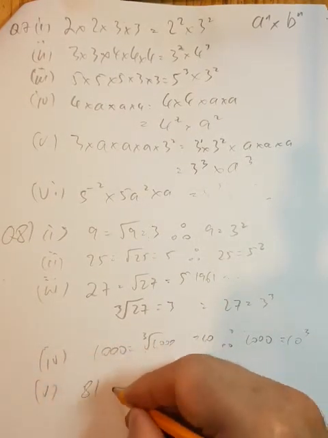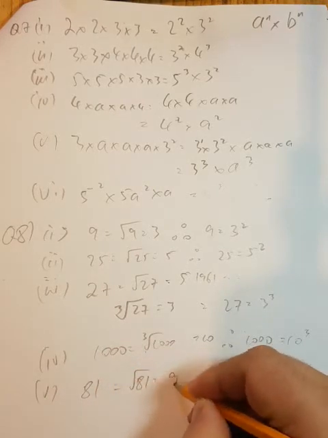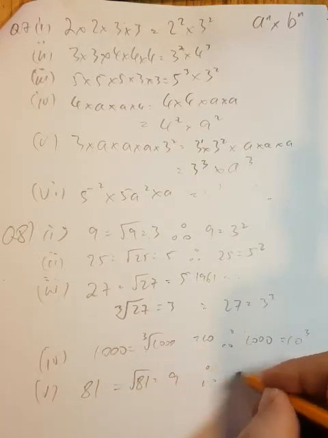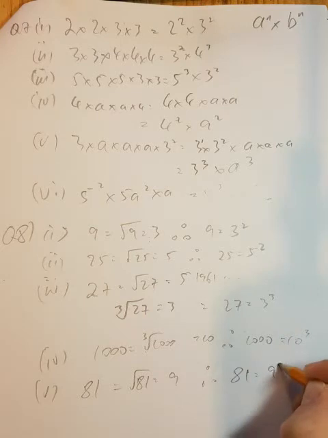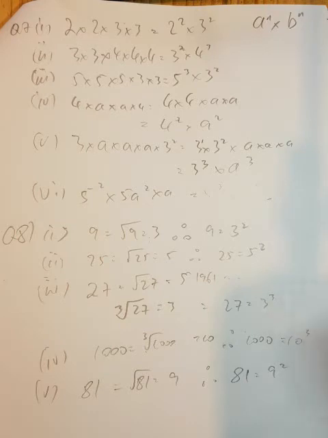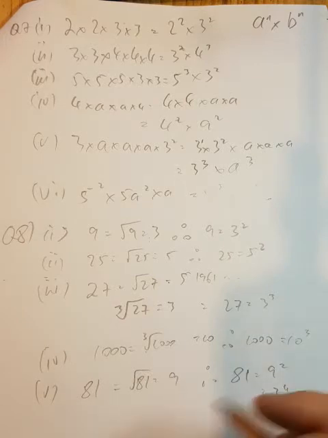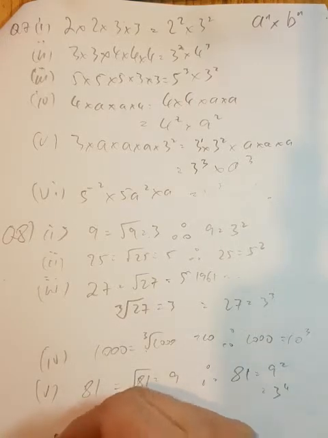81. Well, I do know the square root of 81 is 9, so we can say that 81 is equal to 9 squared. We could also have written this, by the way, as, I think it's 3 to the power of 4. Yeah. As well. All right. And 64.